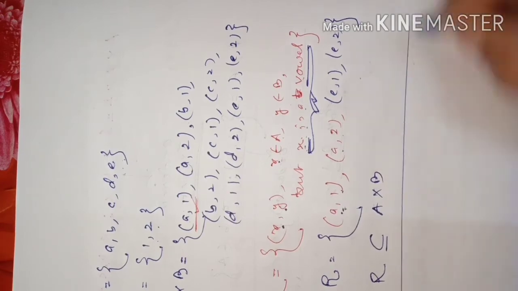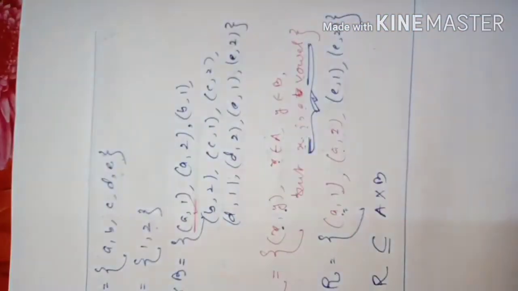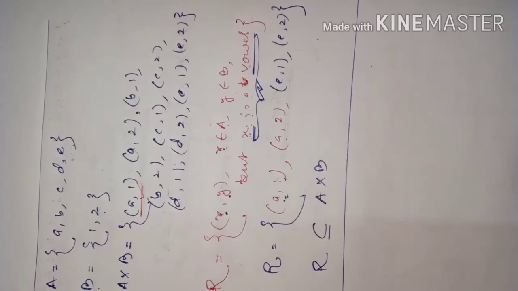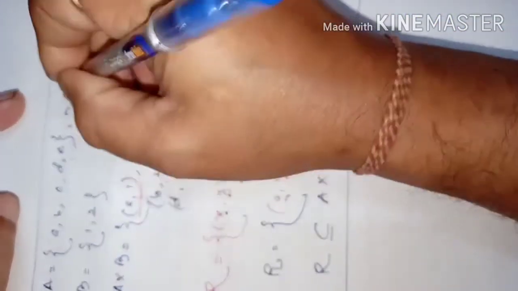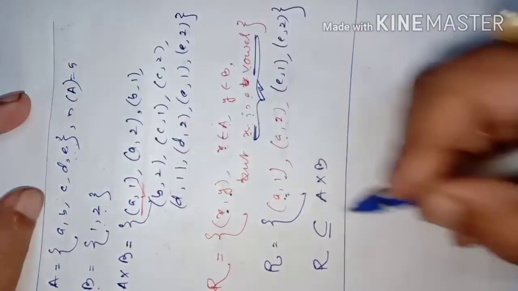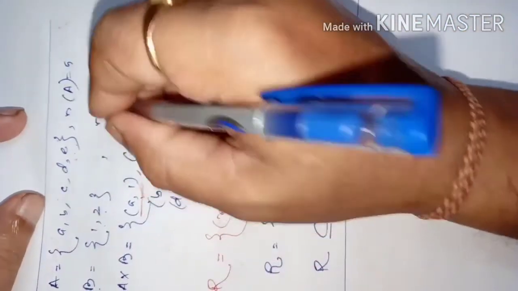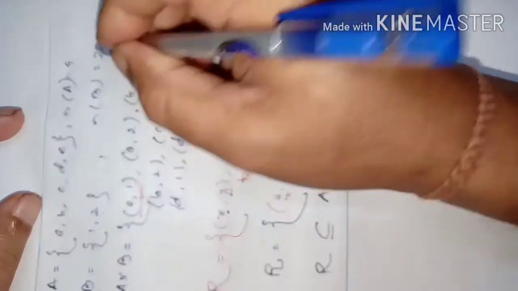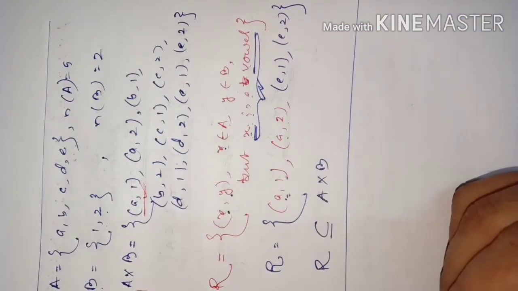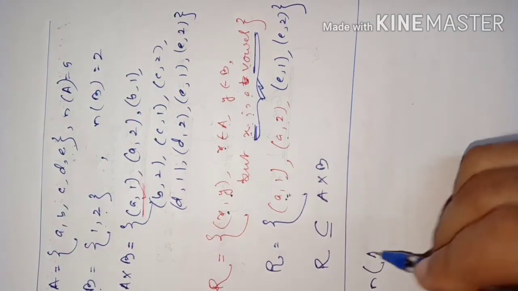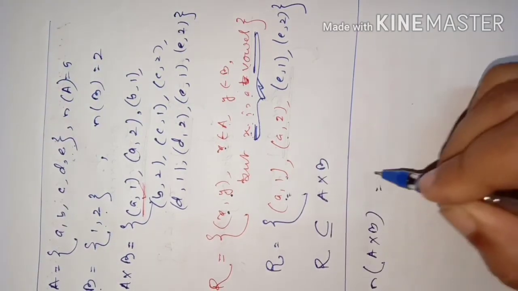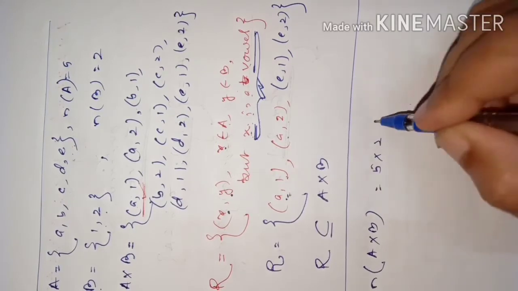Now students, you might have understood what a relation is. Now you see, A has 5 elements here: the number of elements in A is equal to 5. The number of elements in B is equal to 2. The number of elements in A cross B is 5 into 2, that is equal to 10.